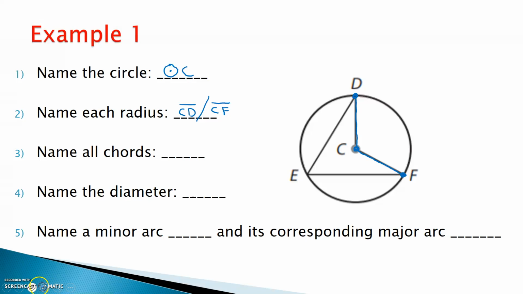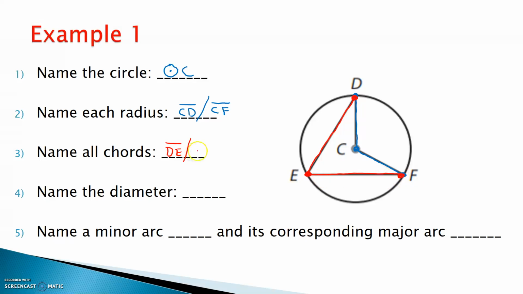Okay, let's talk about now the chords. Remember, a chord just basically connects 2 points on the circle. So for example, from D to E, those are 2 points on my circle, and there's a line segment connecting them. So a chord would be DE, and it doesn't continue, so I put a line segment. Is that the only one? Nope, I also have from E all the way to F. That is another line segment.